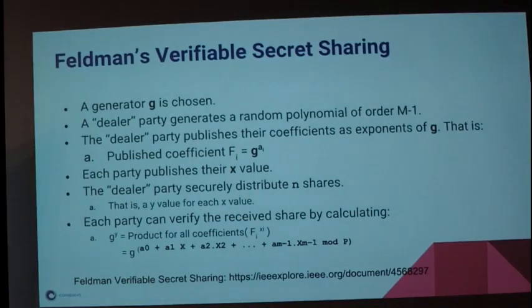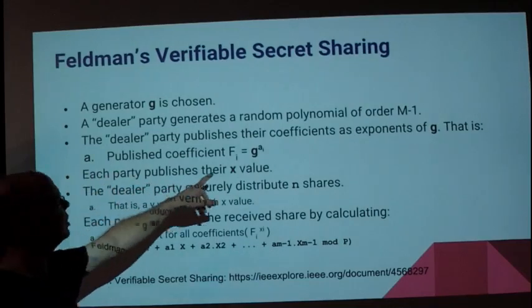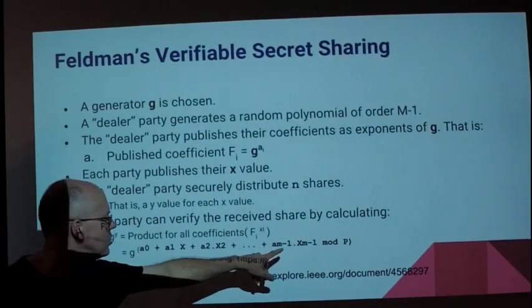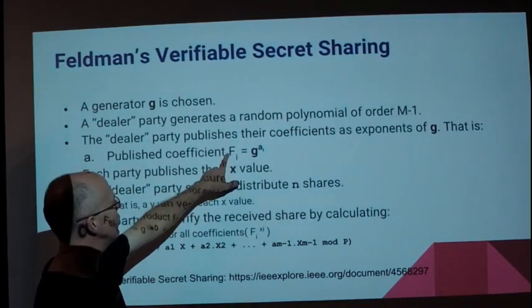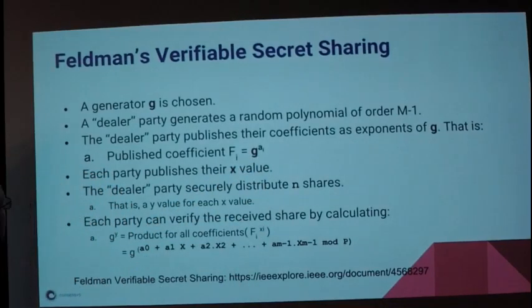So there was a guy called Feldman who came up with a verifiable secret sharing scheme. And the idea is that you have a generator, and then they deal out an essentially random polynomial, and then they publish. So we had this equation, which is very much similar to the Shamir equation, and then they publish these values f_i, which is g to the a_i, and then secretly they give out the x values for that equation. And so they've published these essentially commitments to the coefficients.